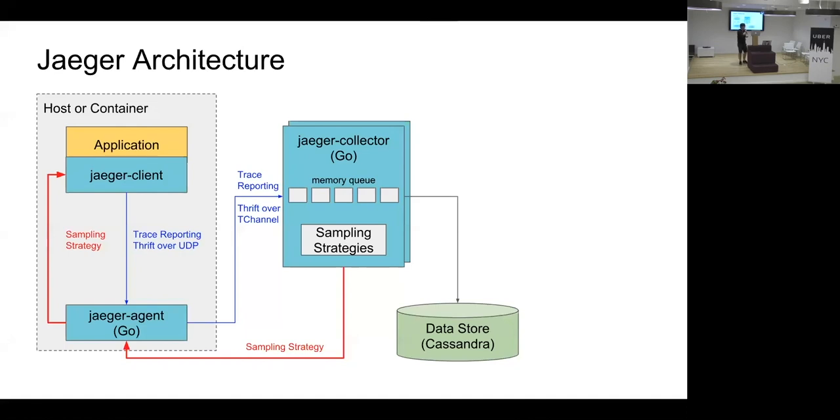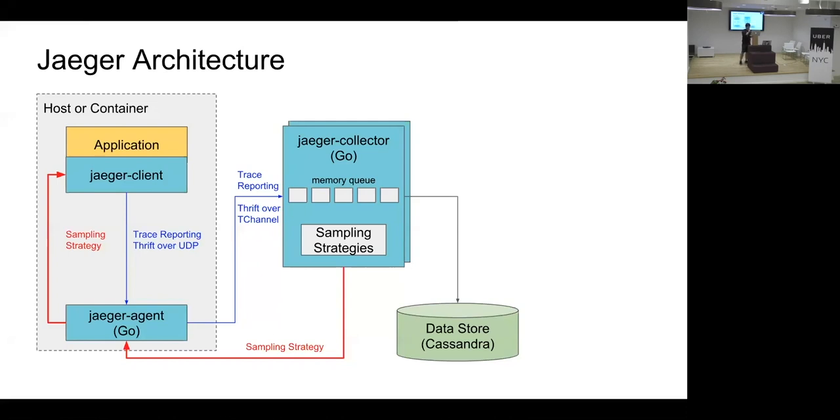All right, now let's look at the control flow, which are the red lines, right? The Jaeger collector keeps track of all sampling decisions, sampling strategies, in memory. So once every minute, the Jaeger clients will request the sampling strategy from the Jaeger agent, which in turn will fetch it from the Jaeger collector.